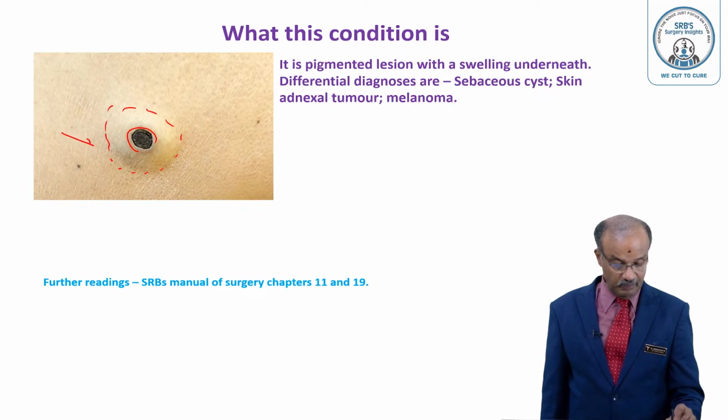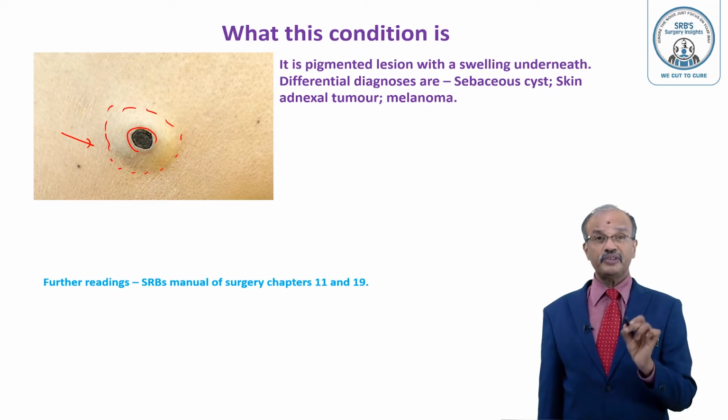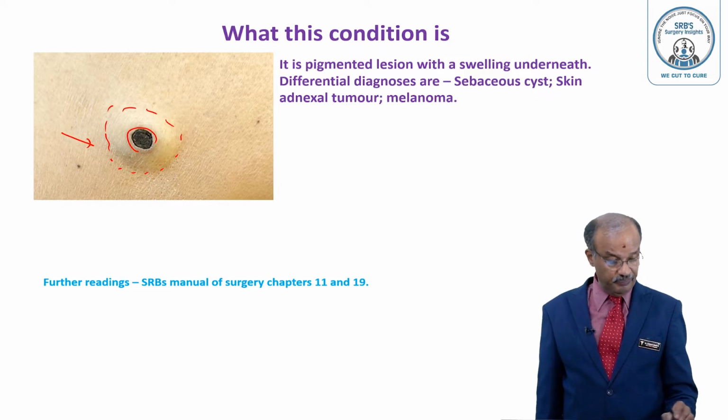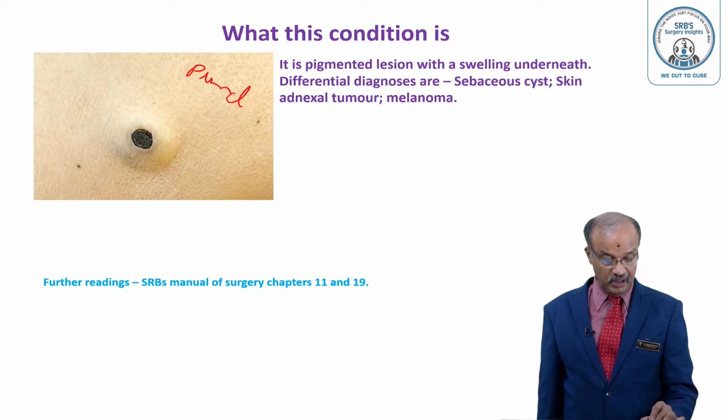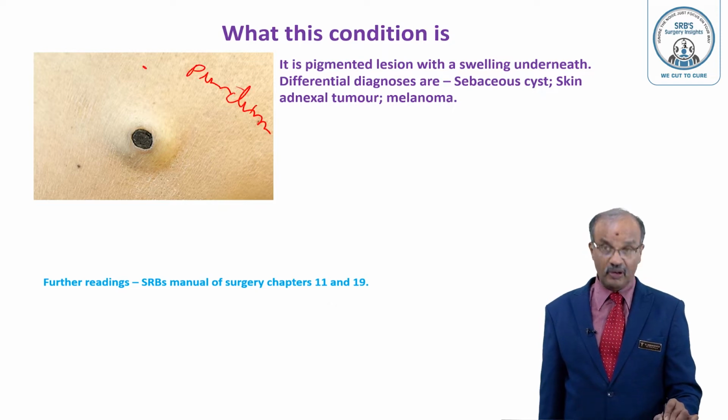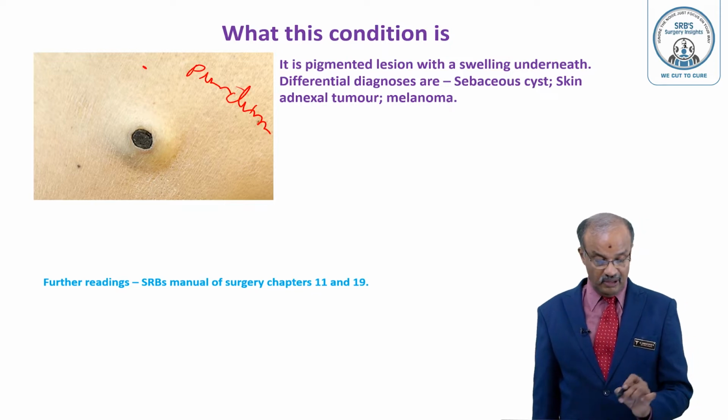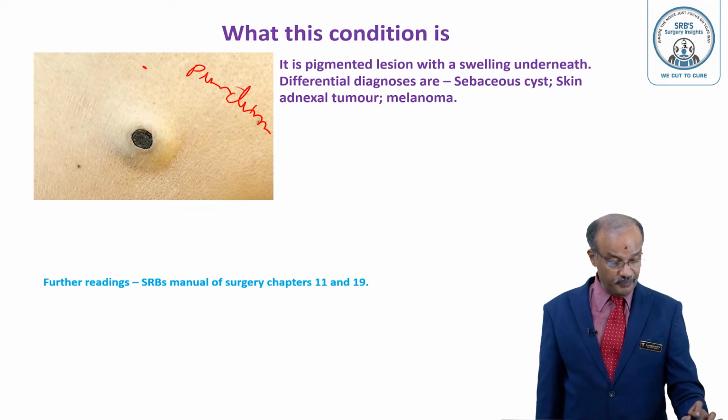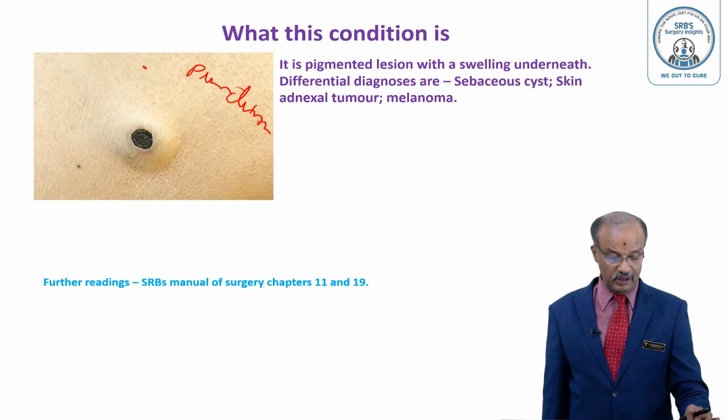So this is a very typical thing, and the differential diagnosis is it may be a punctum of a sebaceous cyst. It's a quite large mass; usually it is a small dot. It is a larger one, or a skin adnexal tumor or melanoma. So this is the differential diagnosis. You have other pigmented conditions also that you have to keep in mind.